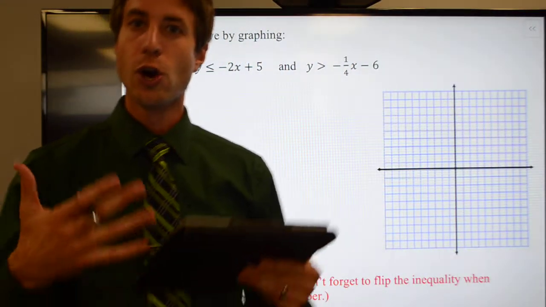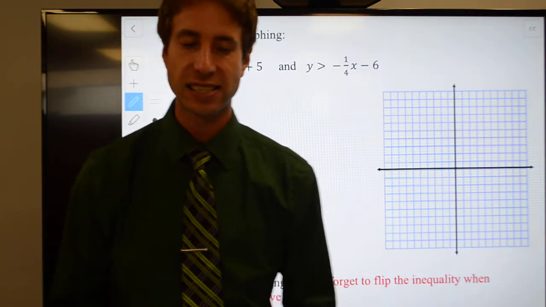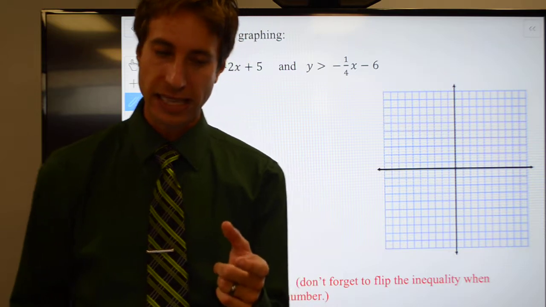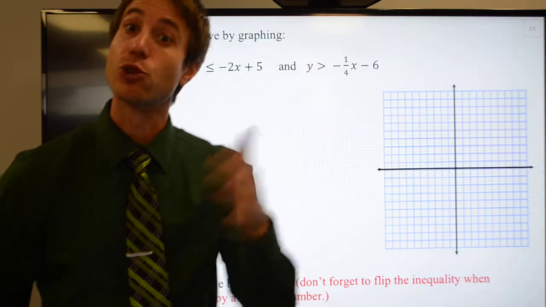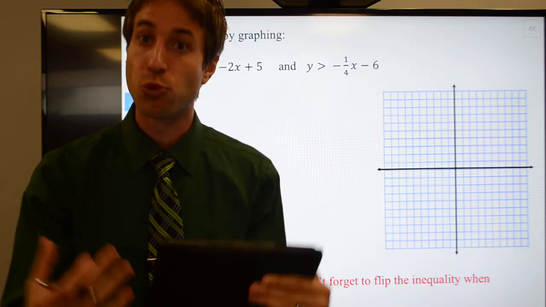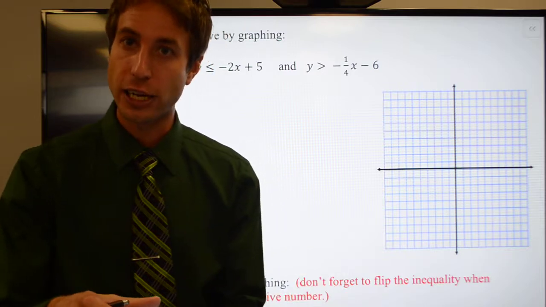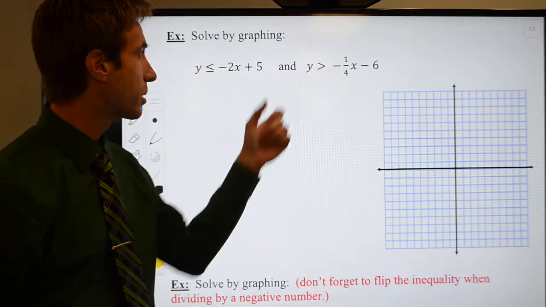What we're going to do is continue with this idea of solving a system of inequalities, and we do that by finding the solution region, which is the area that is shaded. Because it's a system, we're looking for where that shading overlaps. So let's go ahead and take a look at another one. I've given you a system of inequalities here.